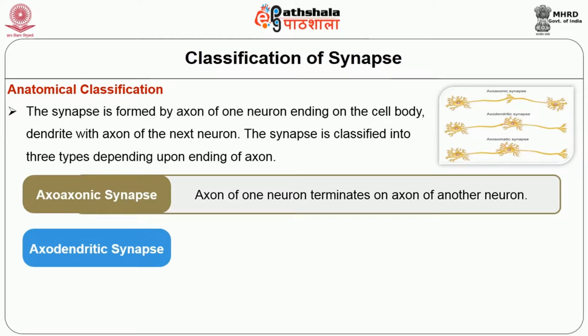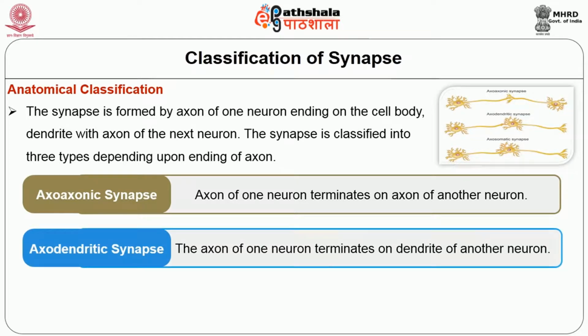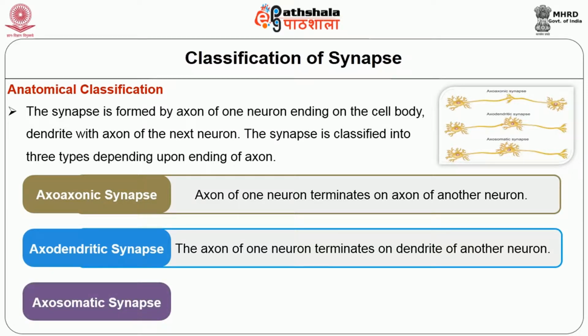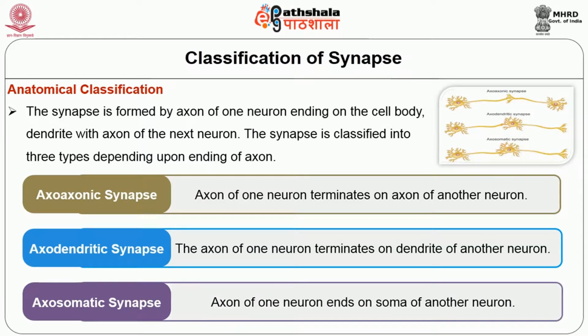Axodendritic synapse, in which the axon of one neuron terminates on the dendrite of another neuron. Third one is axosomatic synapse, in which the axon of one neuron ends on the soma of another neuron. The following figure clearly explains these anatomical synapses.